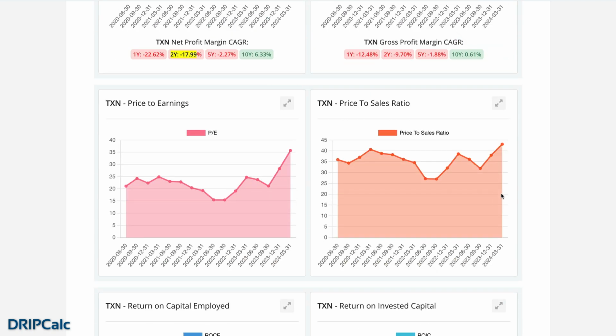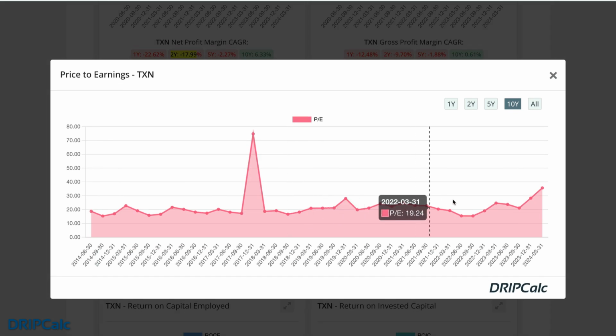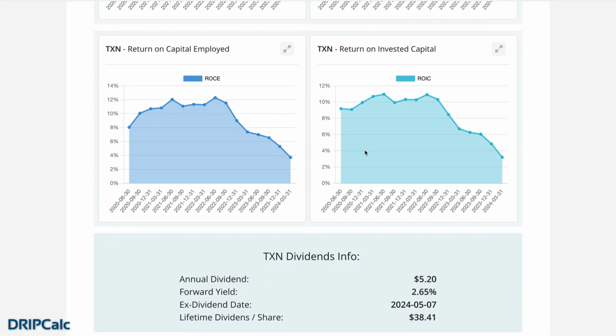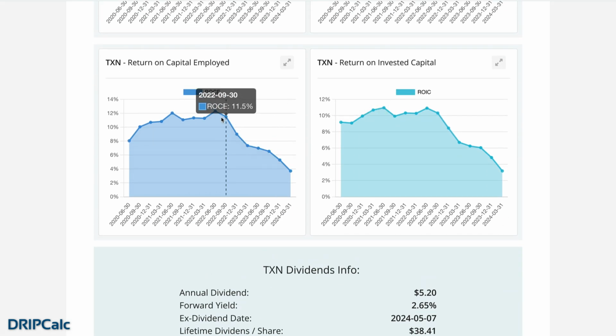Gross profit margin is going down. Price to sales is increasing, that's not good. Price to earnings is increasing, that's not good. Look, their average PE has been around 20. Now it's almost 36. I think it's way overpriced. I don't know why people are paying this much money for this company. There must be something in the news, I don't really know.